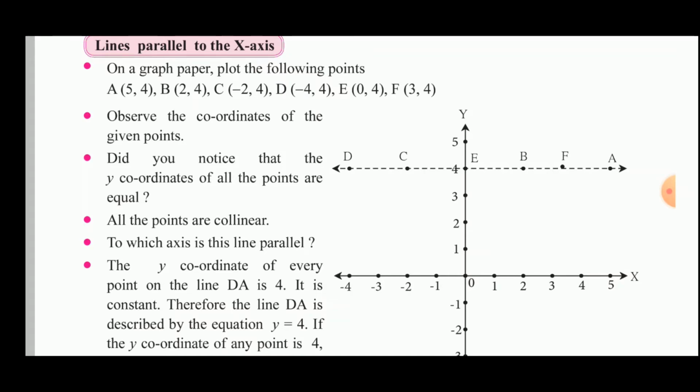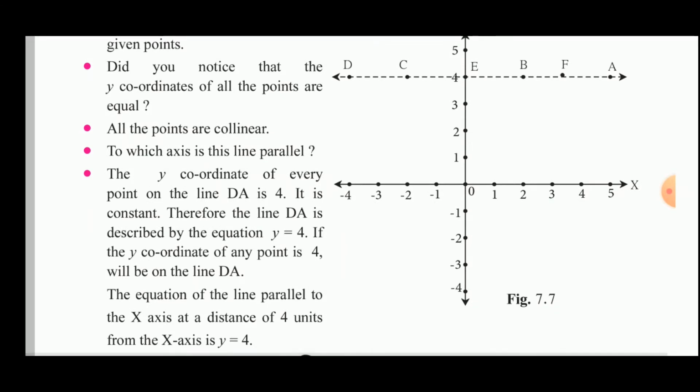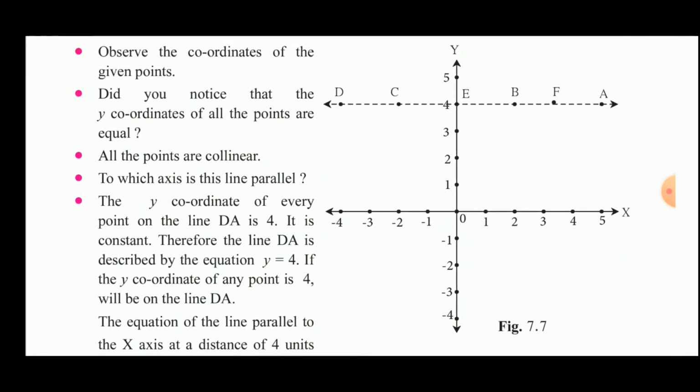Now the y coordinate of every point on this line AD is 4. Therefore, the equation of the line AD is y is equal to 4. So thus we see that the distance of this line AD from the x-axis is 4 units. If you count, it is here 1, 2, 3, 4, 4 units. So thus the equation of the line parallel to the x-axis at a distance of 4 units above the x-axis is y is equal to 4.